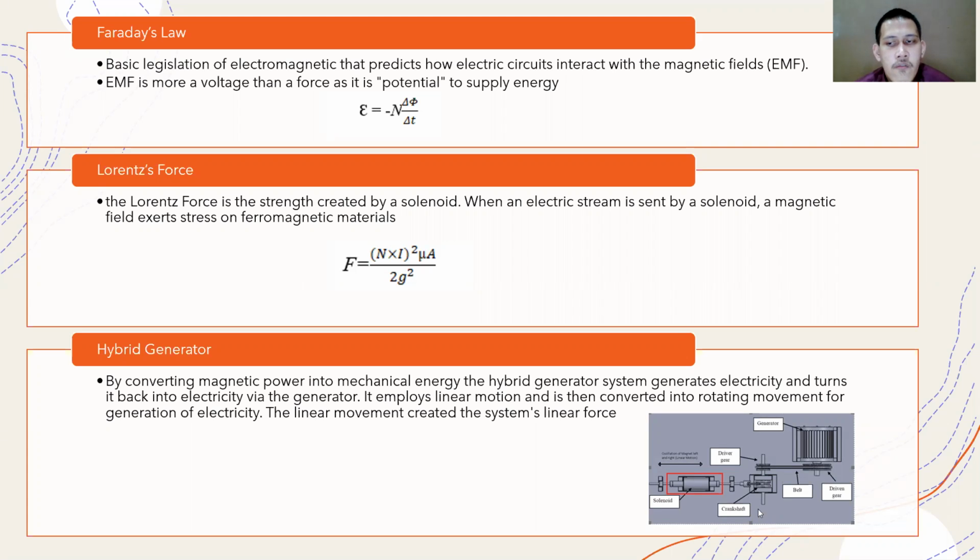And for the last one, the hybrid generator, this is the prototype or the design of our hybrid generator. We will focus on the solenoid part here in the right box. The magnetic power will be converted into mechanical energy, and the generator will turn it back into electricity.